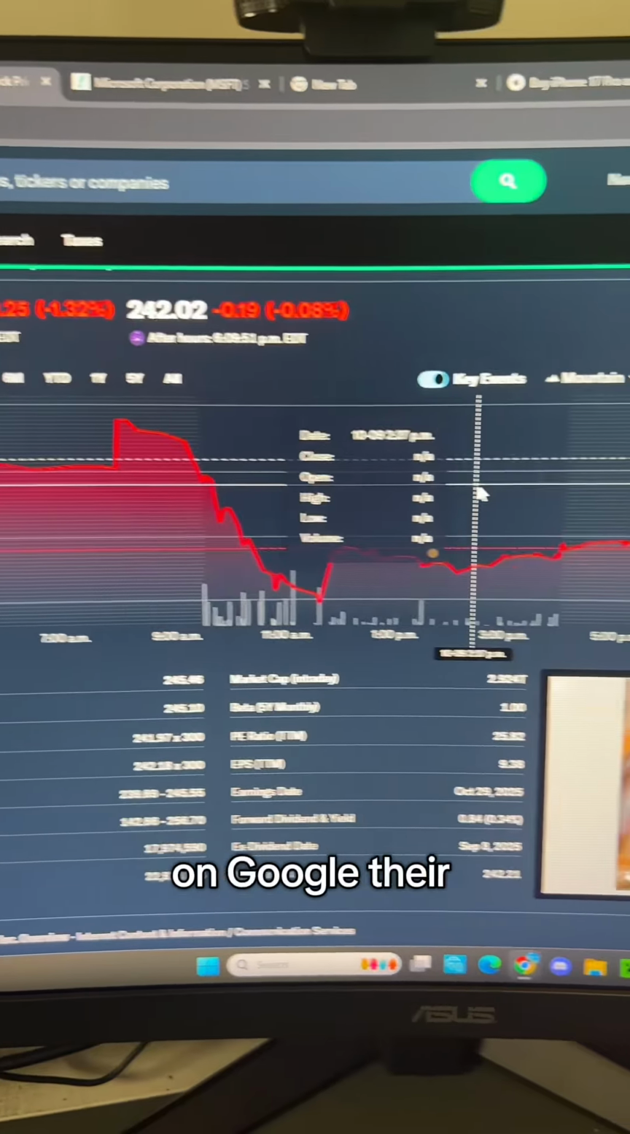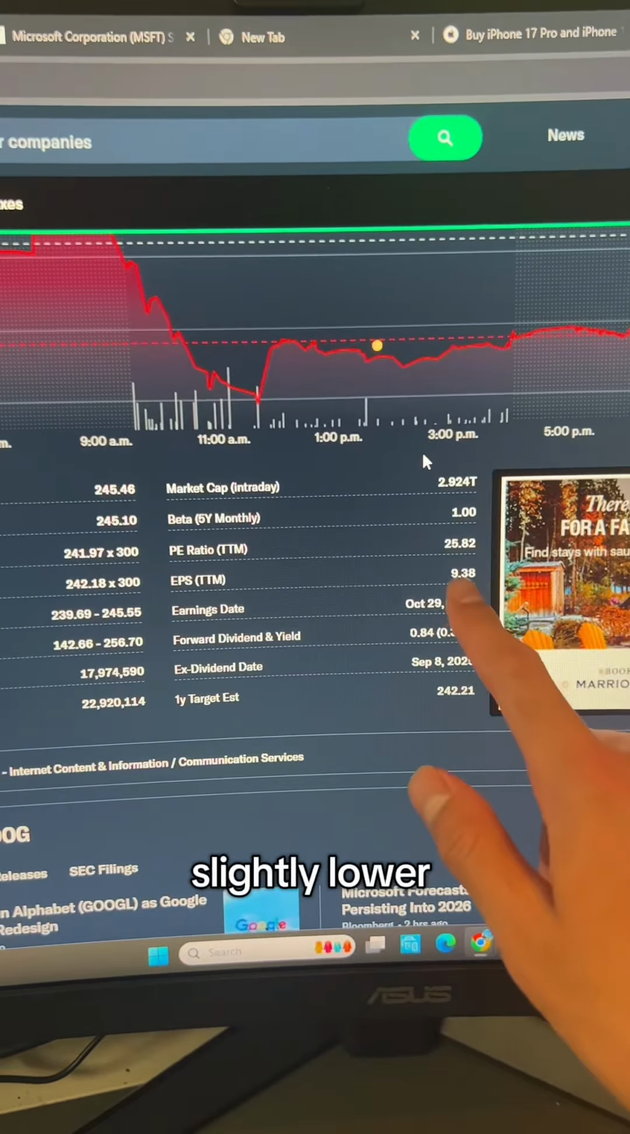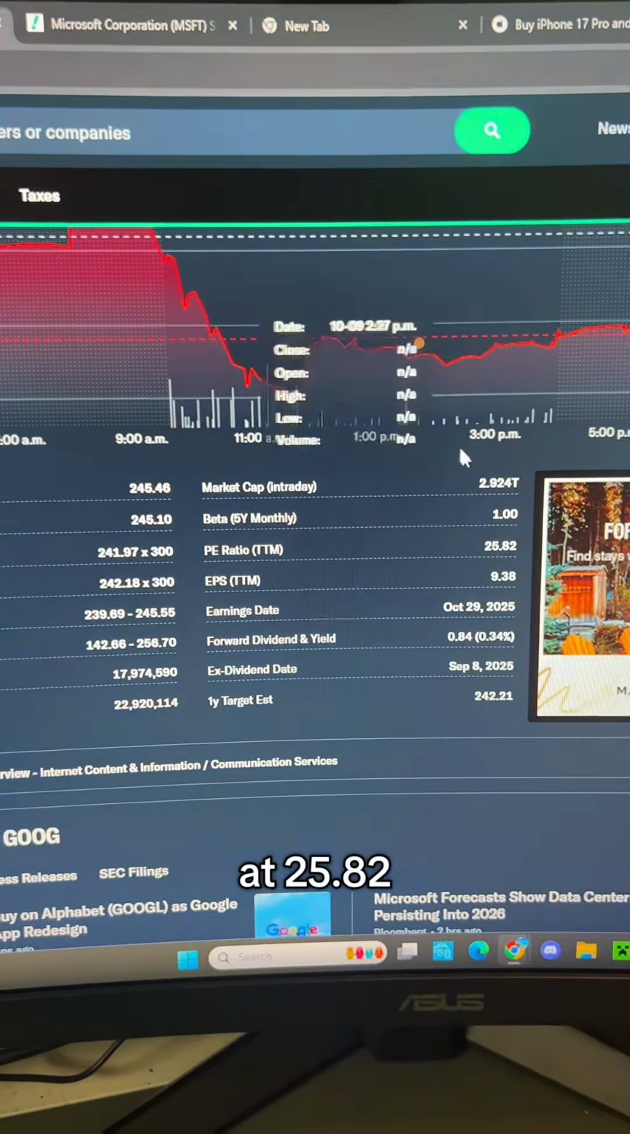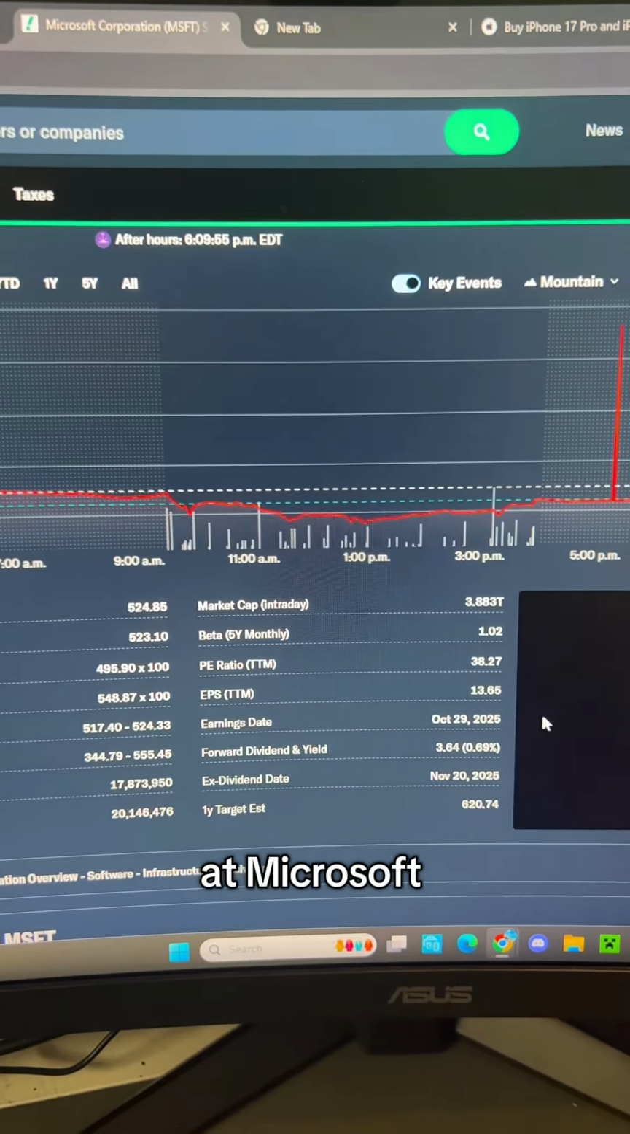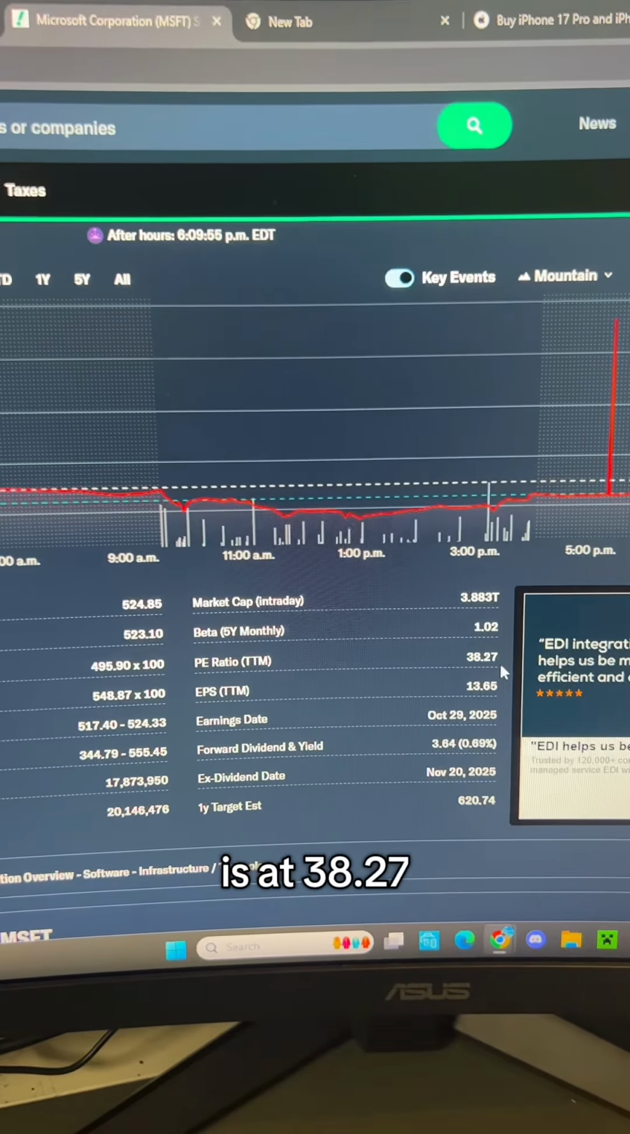So if we click on Google, their PE ratio is slightly lower at 25.82. And if we look at Microsoft's, their PE ratio is at 38.27.